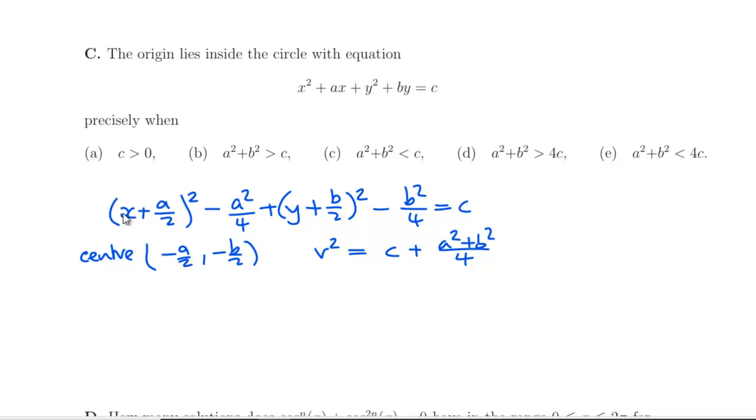And we need the origin to lie inside of this. So we need the distance from the centre to the origin to be less than the radius. So the distance from the centre to the origin squared is a squared over 4 plus b squared over 4. And that's got to be less than this thing. All right, so they're going to cancel, and we're just going to get that c is greater than 0. So there we go.